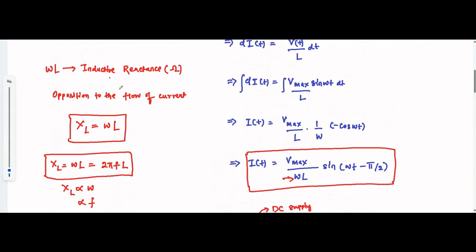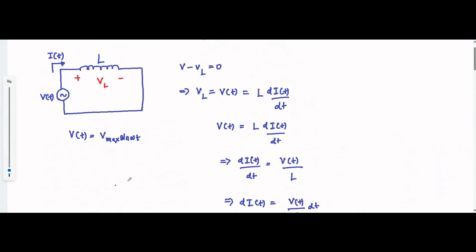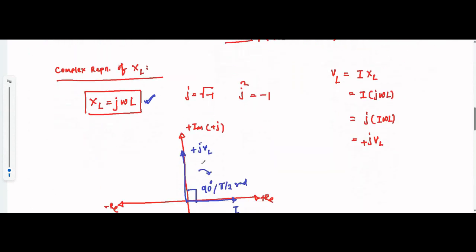This is the concept of inductive reactance, which is similar to resistance because they have the same unit ohm, and their main thing is that they oppose the flow of current through the circuit. Another important thing is that Vmax by omega L, or Vmax by XL, gives us the maximum current Imax. This is the concept of inductive reactance.